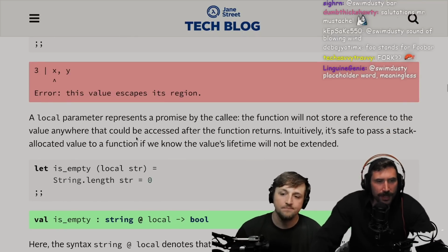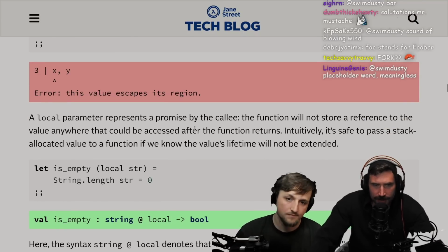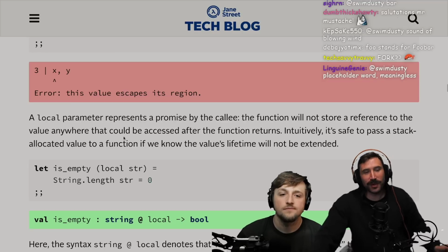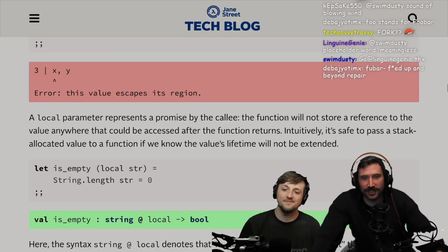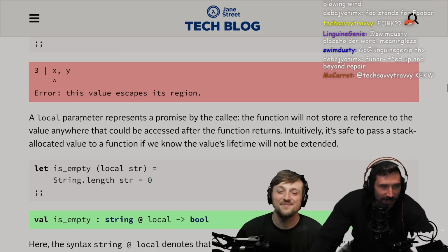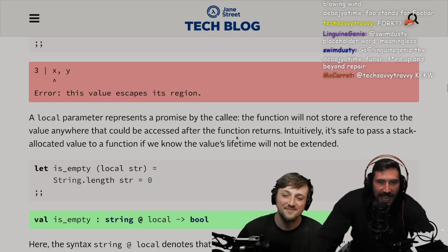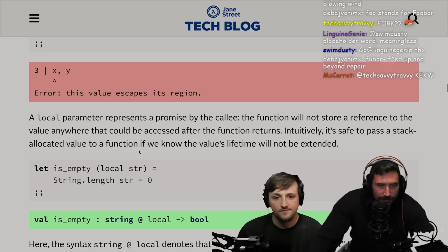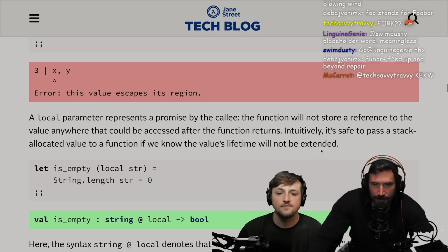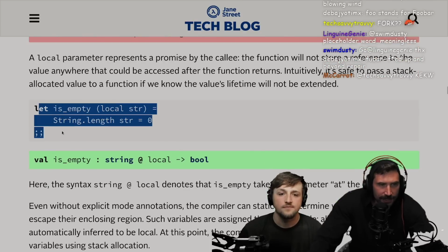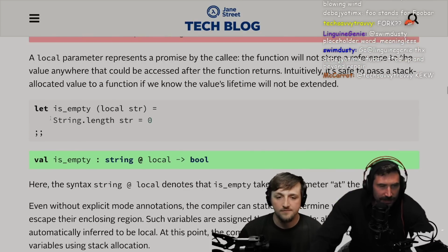Okay, a local parameter represents a promise by the callee. The function will not store a reference to the value anywhere that could be accessed after the function returns. Intuitively, it's safe to pass a stack allocated value to a function. We know the value's lifetime will not extend. Okay, is_empty, local string, string length equals 0. Perfect.